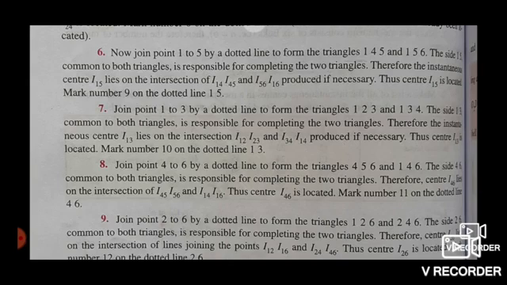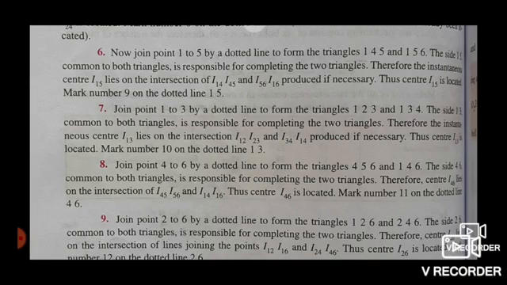Join by dotted line from triangle 145 and 156. The side 15 is common to both the triangles, is responsible for completing the two triangles. Therefore, the instantaneous center I15 lies on the intersection of I14, I45 and I56, I16 produced if necessary. The center I15 is located, mark number 9 on the dotted line 15.